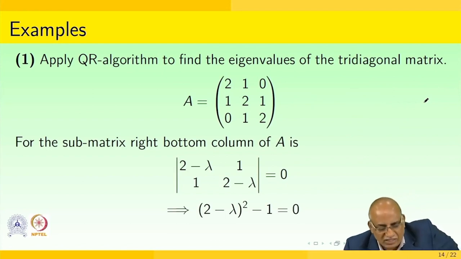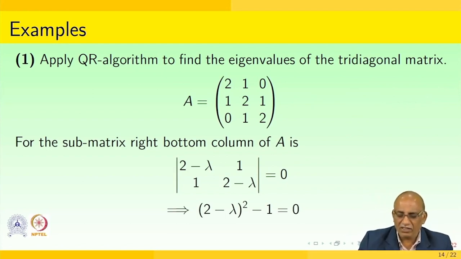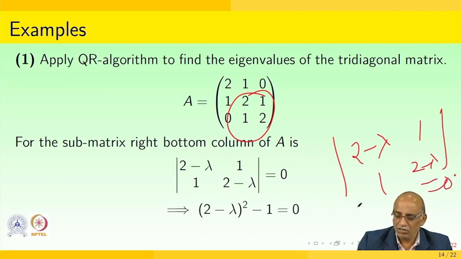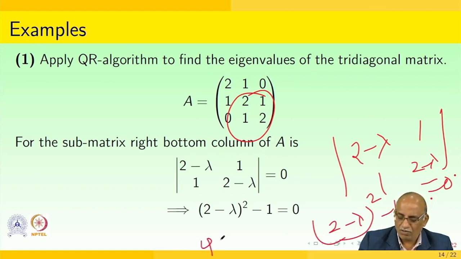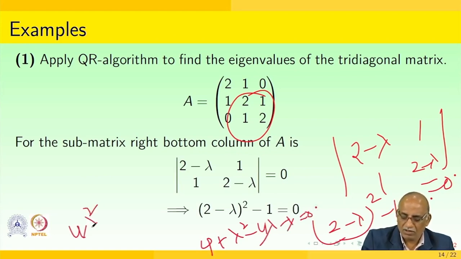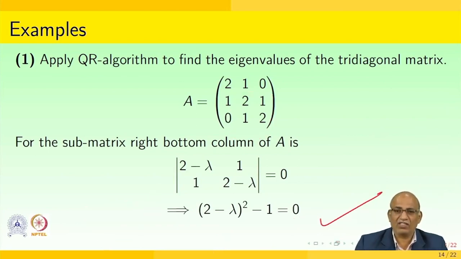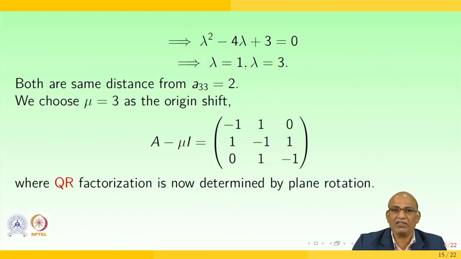So, for the submatrix at the right bottom of the matrix A, look at this matrix. You will have the determinant |2 minus lambda, 1; 1, 2 minus lambda| equal to 0. So, (2 minus lambda) whole square minus 1 is equal to 0. This is the characteristic equation.